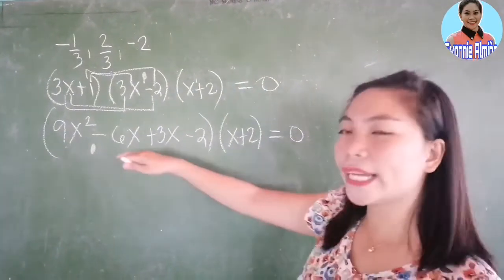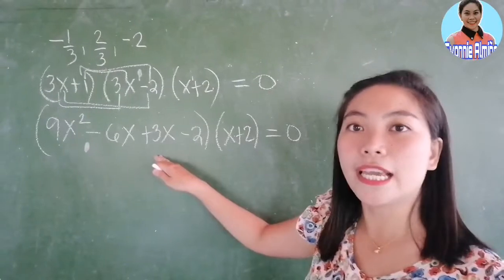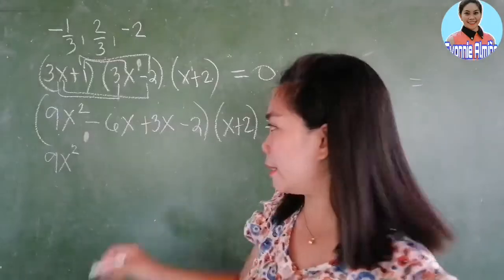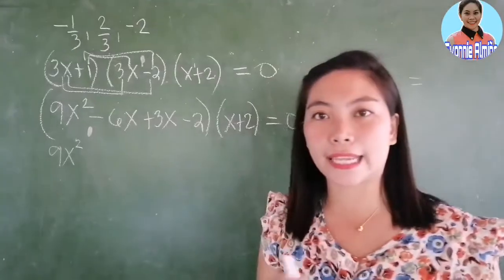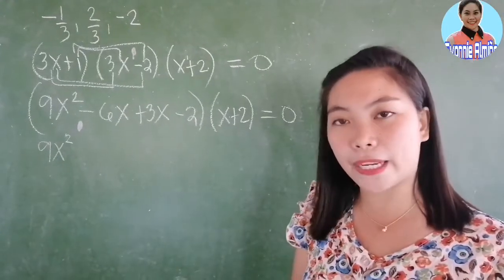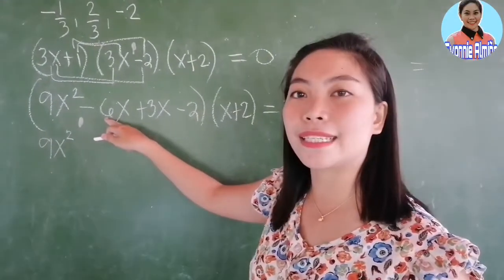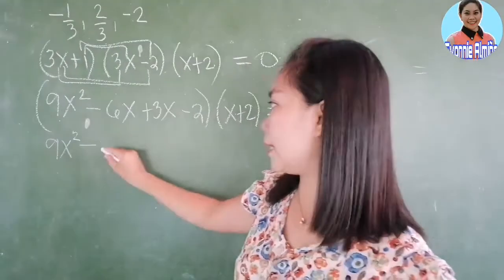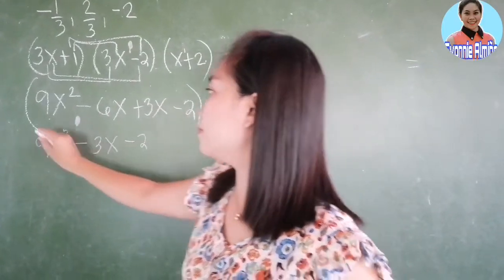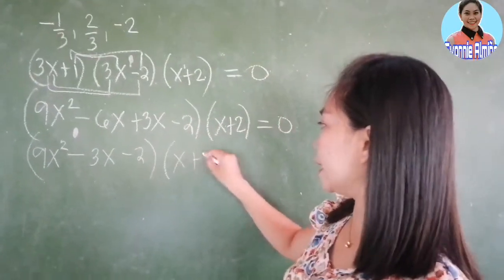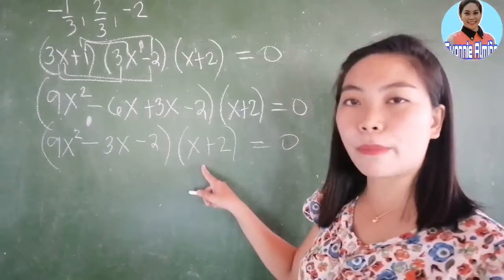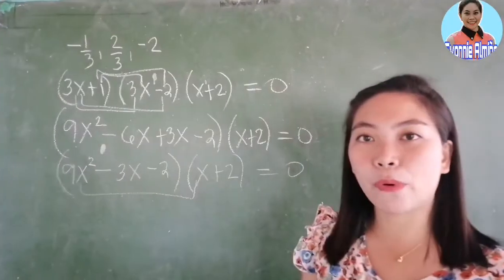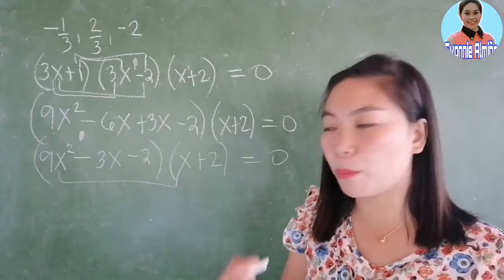Yan. Then, combine like terms, si negative 6x at saka si positive 3x. Then, yung walang partner, i-bring down na lang po natin. Diba? So, negative 6 plus 3, unlike sign, so we have to subtract, then copy the sign of the greater value. So, since 6 is the greater value, then, negative yung sign po natin. Then, 3x, bring down 2. And, of course, bring down x plus 2. Then, ito naman po yung i-distribute natin. So, i-distribute po natin. Tandaan po ha, that is distributive property of multiplication.